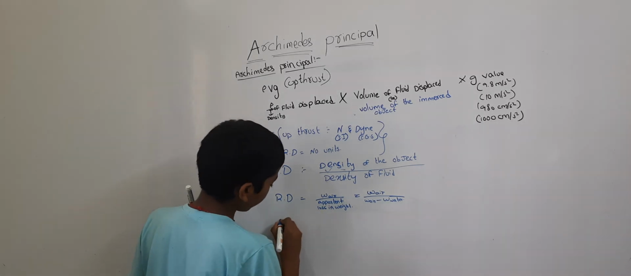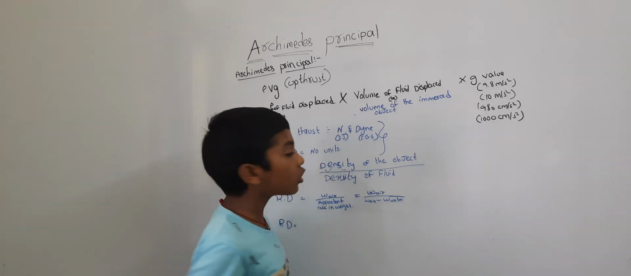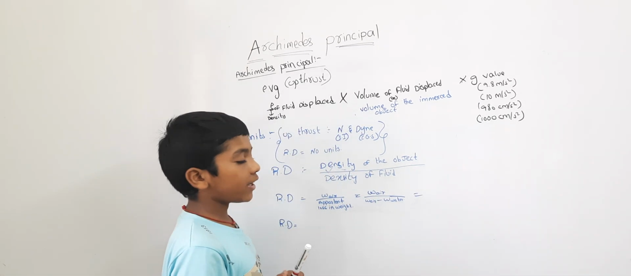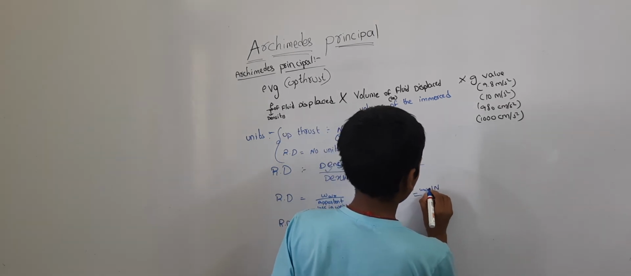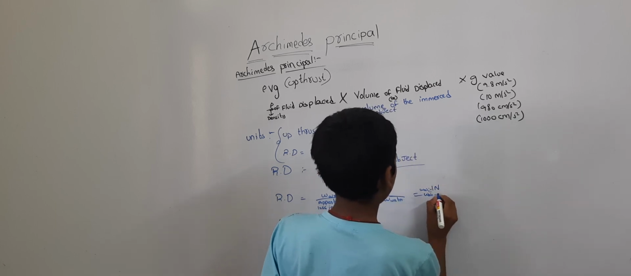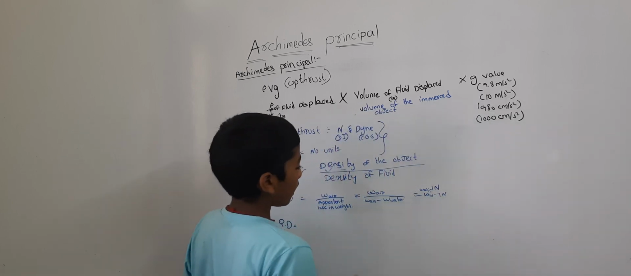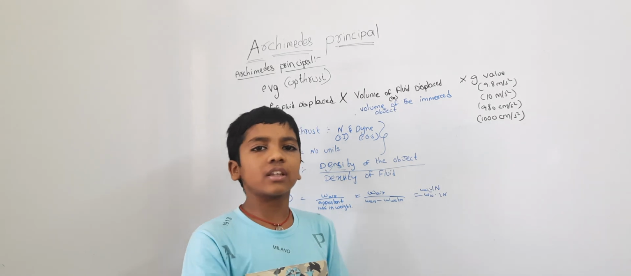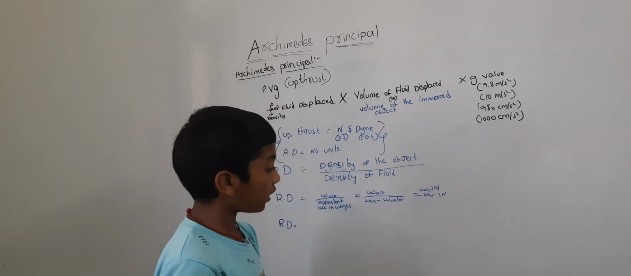Here also we can prove relative density has no units. Same example: the unit of weight is newtons. Weight in air is 1 Newton. Weight in air minus weight in water equals 2 Newtons. Both are weights, so their units and numerical values cancel and there is no unit for relative density.